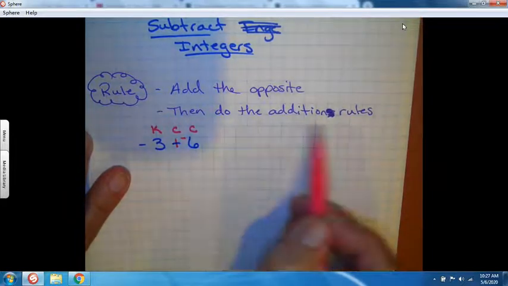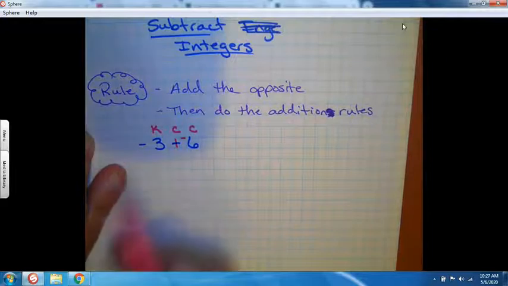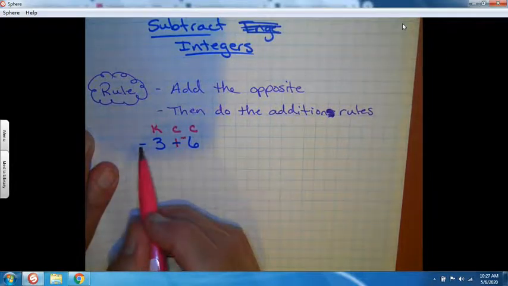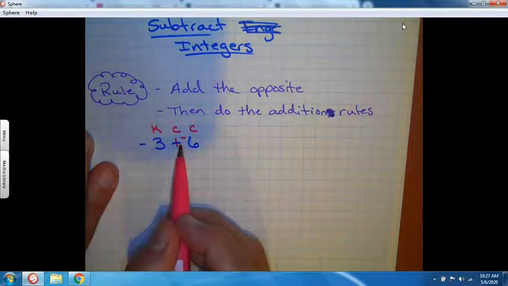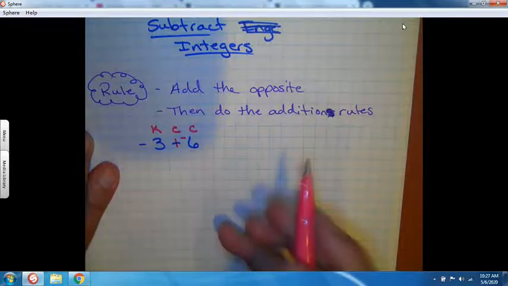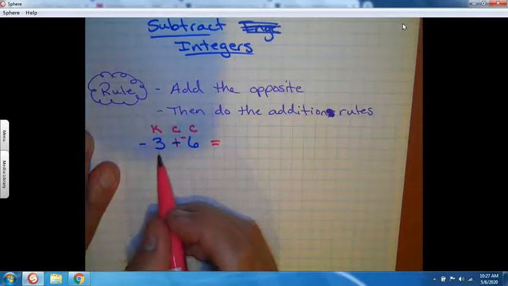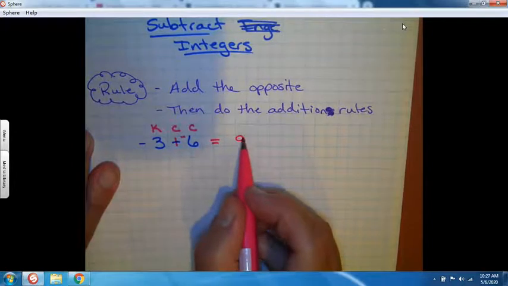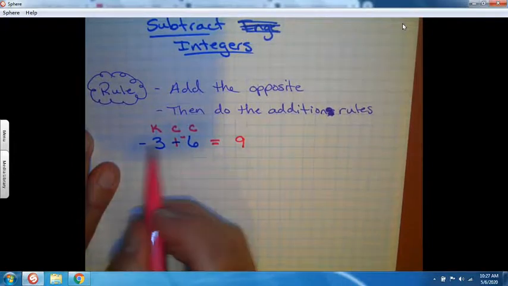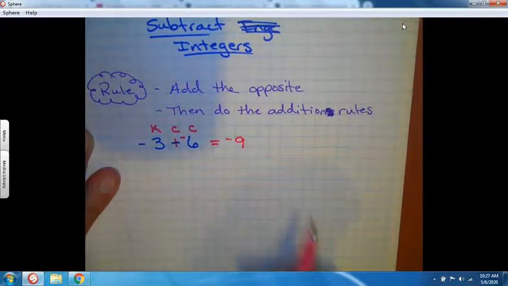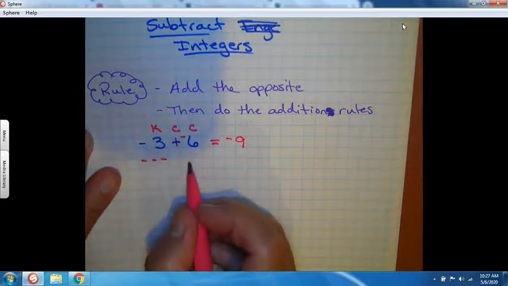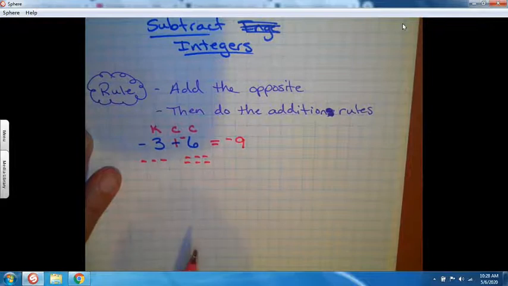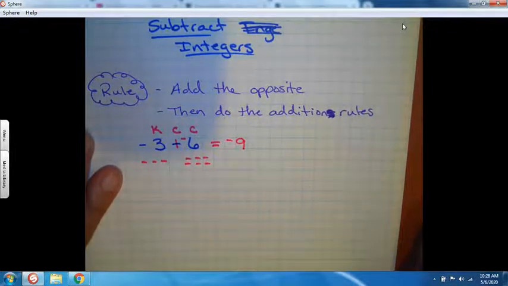Boom. Now, follow the addition rules. So these are same signs. So same signs, add. So we simply add this. What's 3 plus 6? 9. They're both negative, so it's a -9. Because we've got 3 negatives here, and we've got 6 negatives here. You add them up, and you get 9 negatives. Is this hard? Not at all, right?